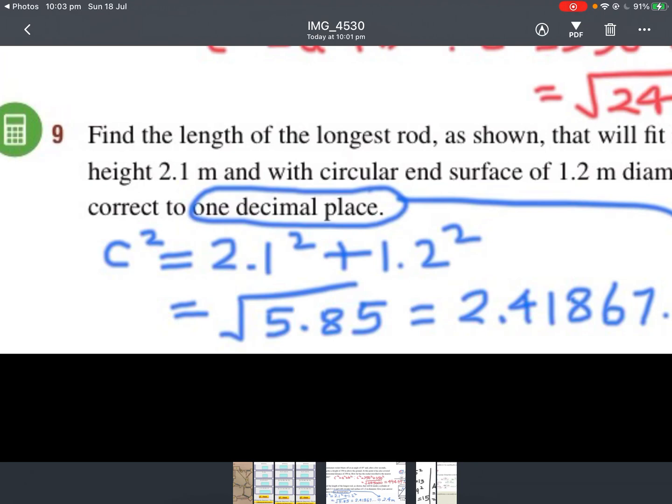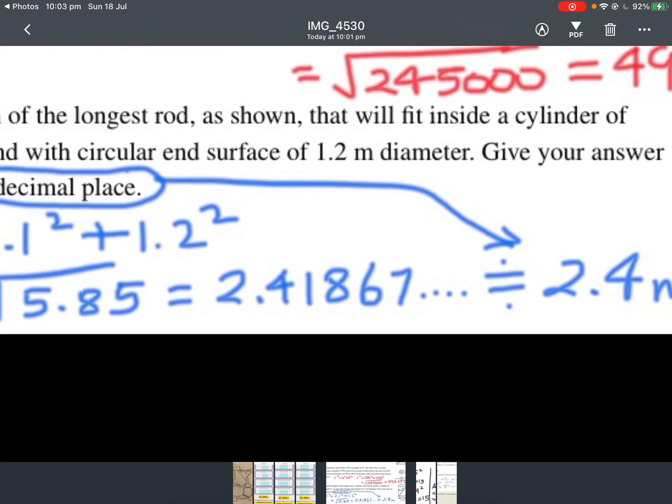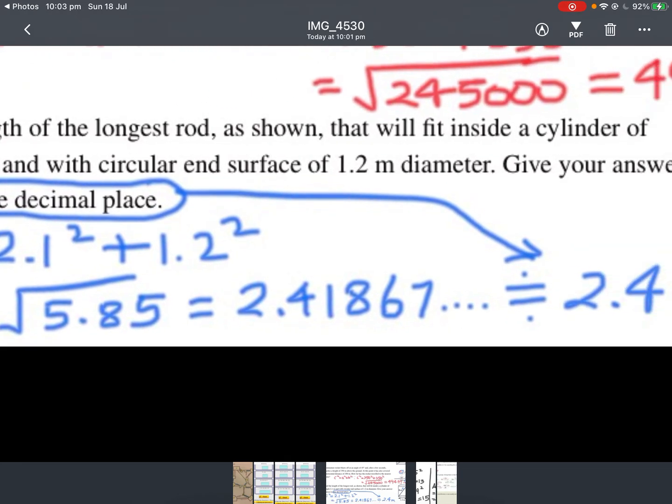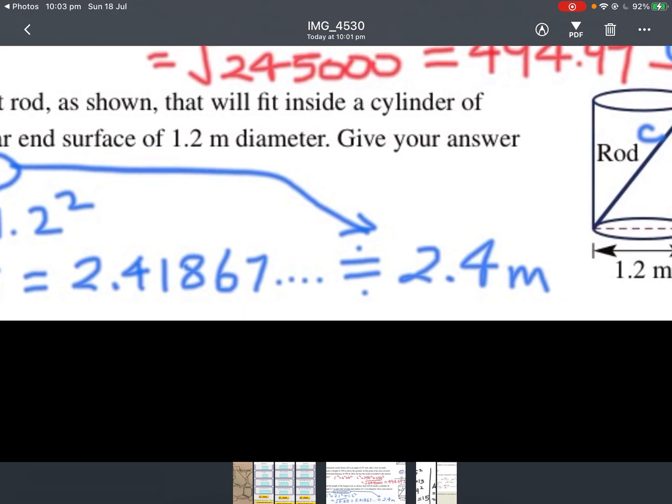On my calculator, that gave me 5.85. The opposite of c squared is to do the square root, so I found the square root of 5.85. That gave me 2.41867, but if you reread the final line, it says give your answer to one decimal place. So 2.41867 to one decimal place is 2.4 metres.